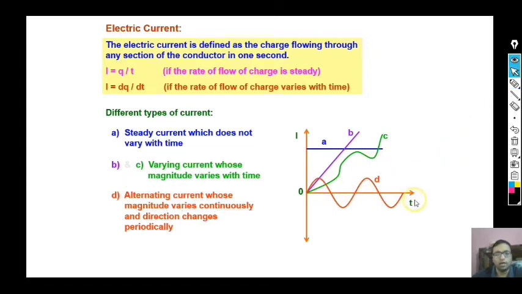Then we will move to the next slide. The next topic is conventional current. We can see it with the help of a diagram. Suppose we have two plates, one having positive charge and another having negative charge. Suppose some positive charge is flowing in the direction of the electric field. If I ask you the direction of the electric field, you will say that the electric field is always from positive to negative.